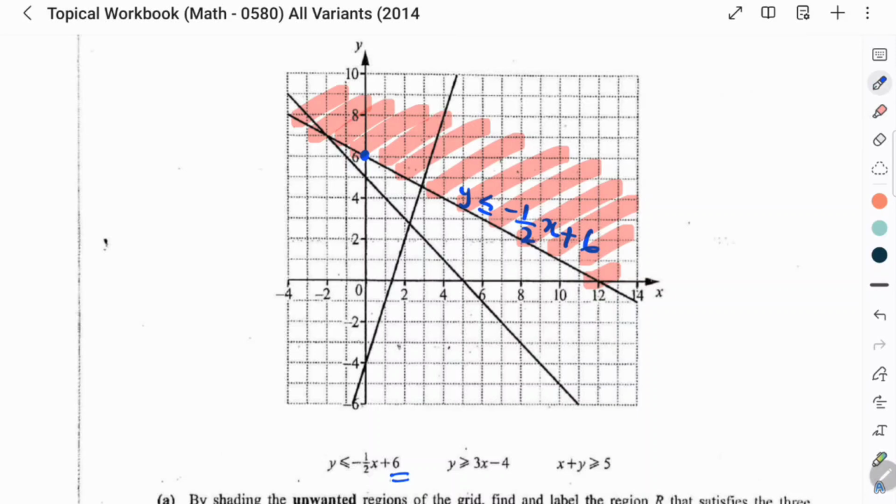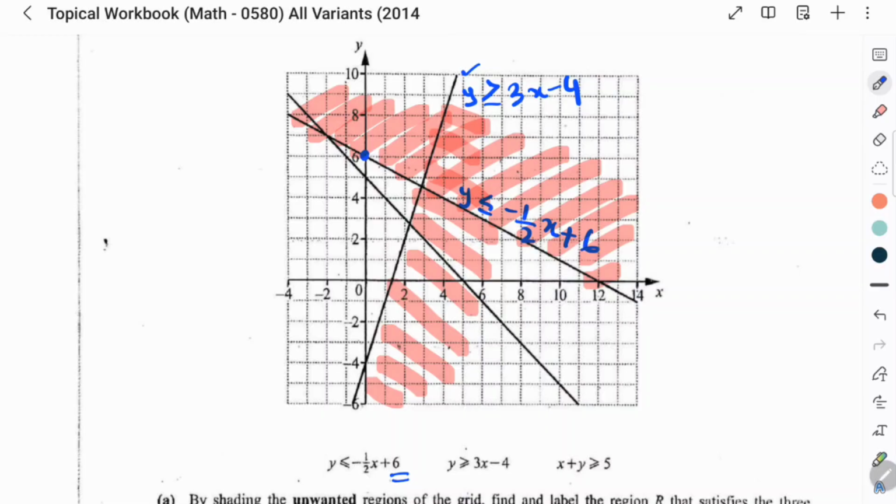Now the next line, y is greater than or equal to 3x minus 4, positive 3 gradient. Only this line has a positive gradient because it's rising from the left, and -4 is the y-intercept. Alright, so obviously this line is y is greater than or equal to 3x minus 4. Above the line is your region, so you shade below the line, because it's y is greater than or equal to 3x minus 4.